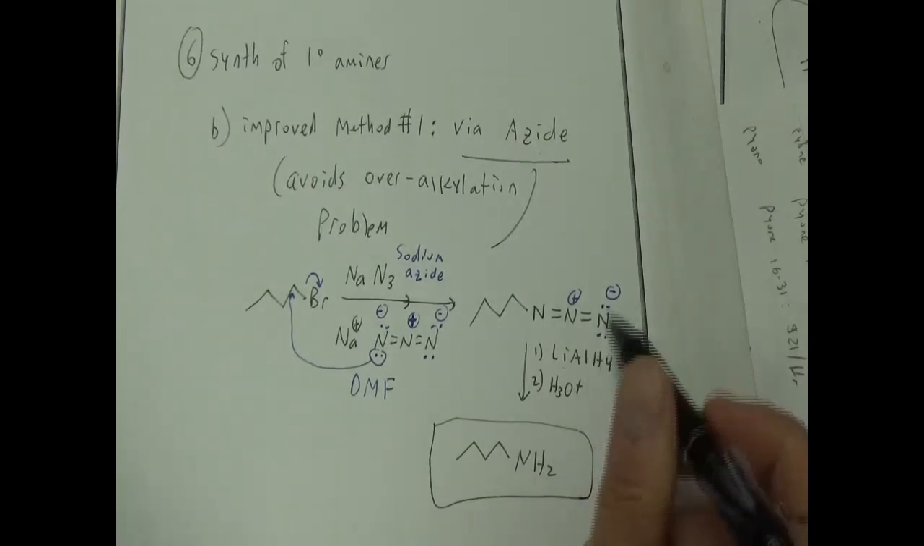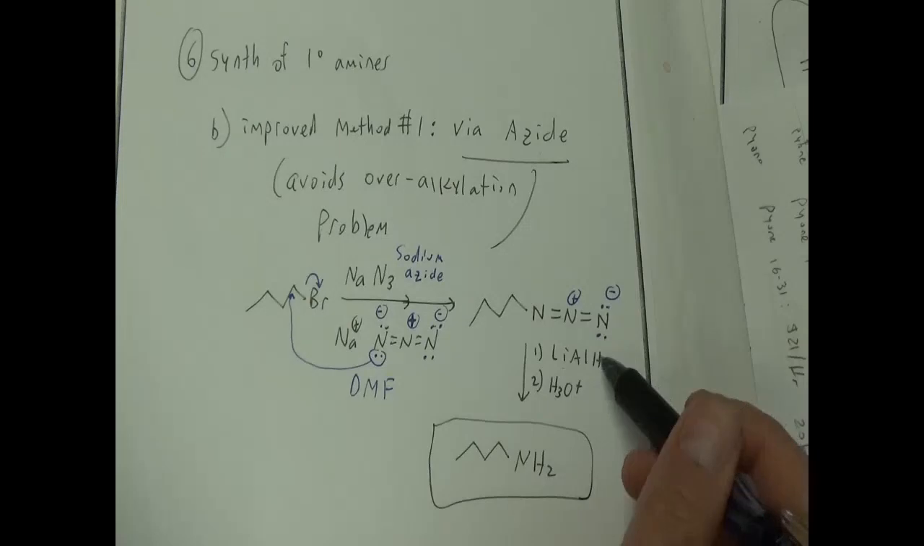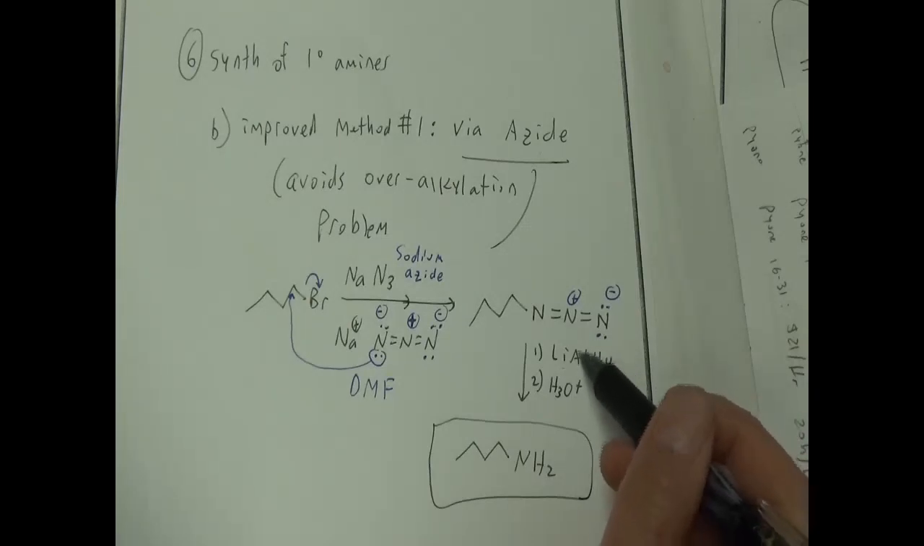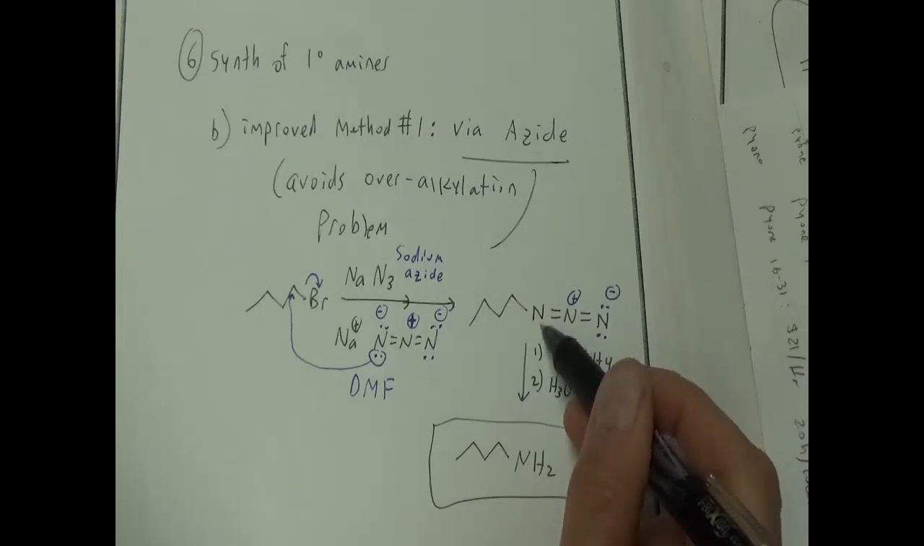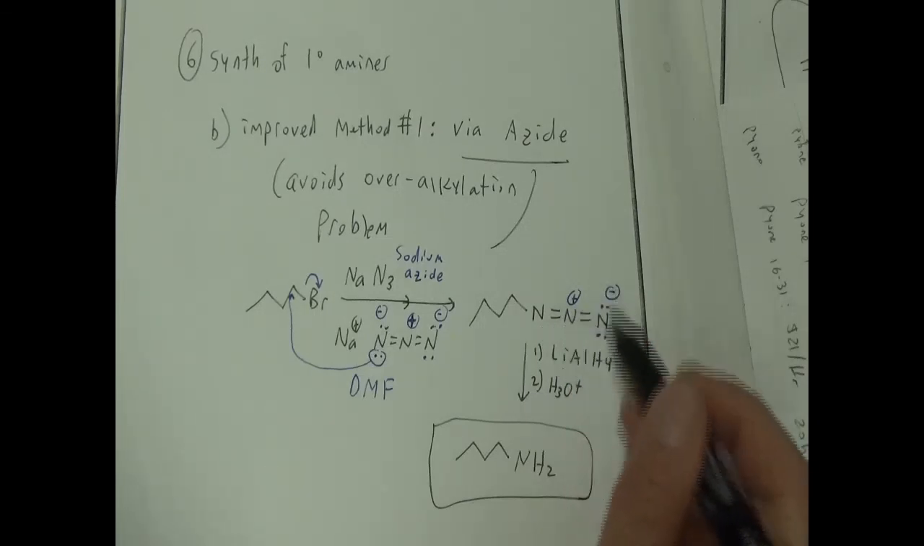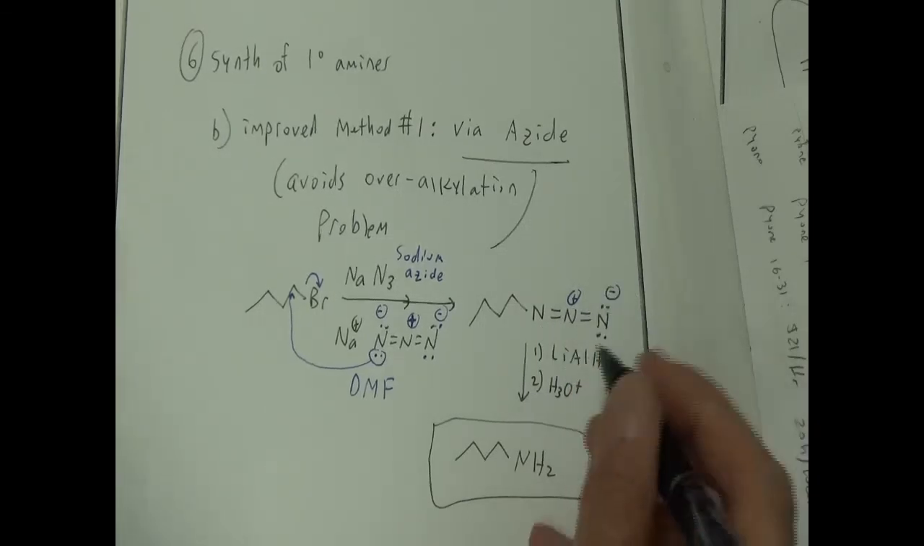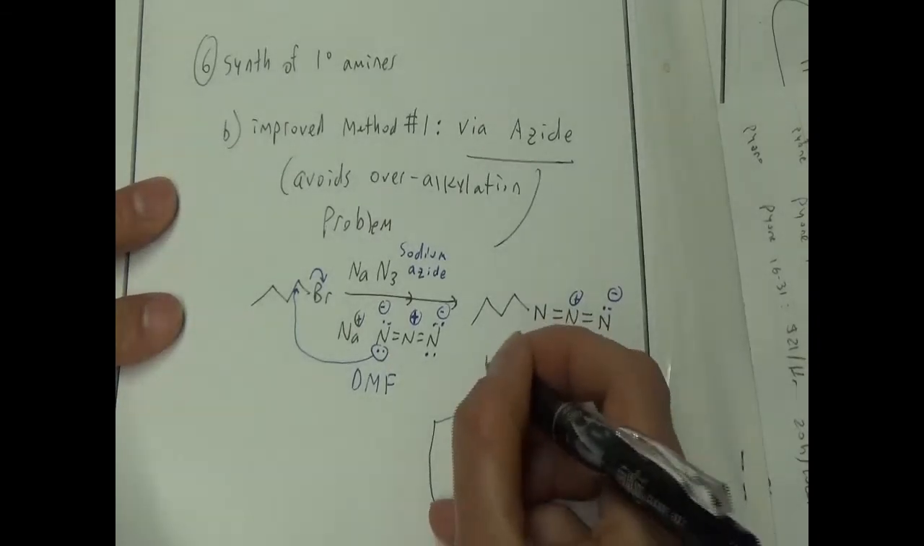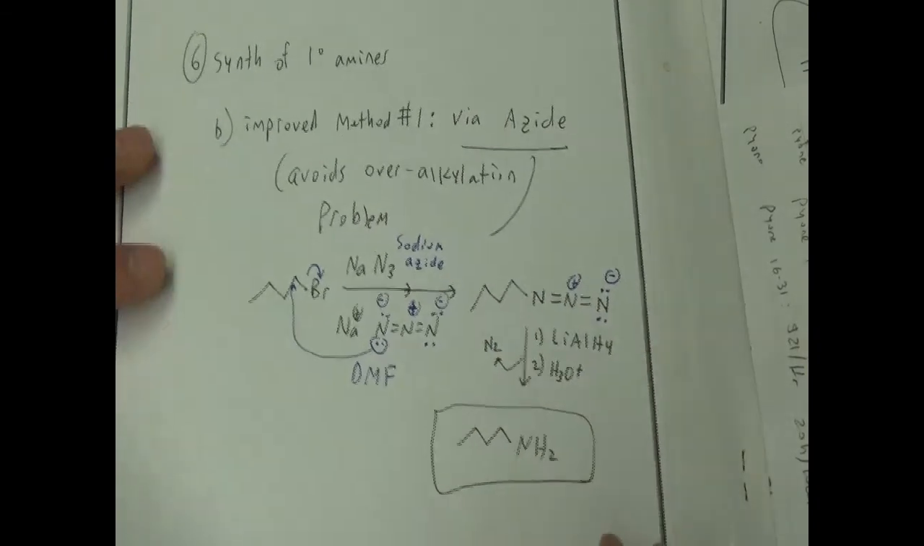Okay, so I'll show a mechanism for how this works. It's really easy. Just H- attacks, I think, the middle. The H- attacks the left nitrogen, and then you do a little bit of electron pushing, and then everything falls off. Make N2. N2 is the byproduct. Cool. All right, that's it.